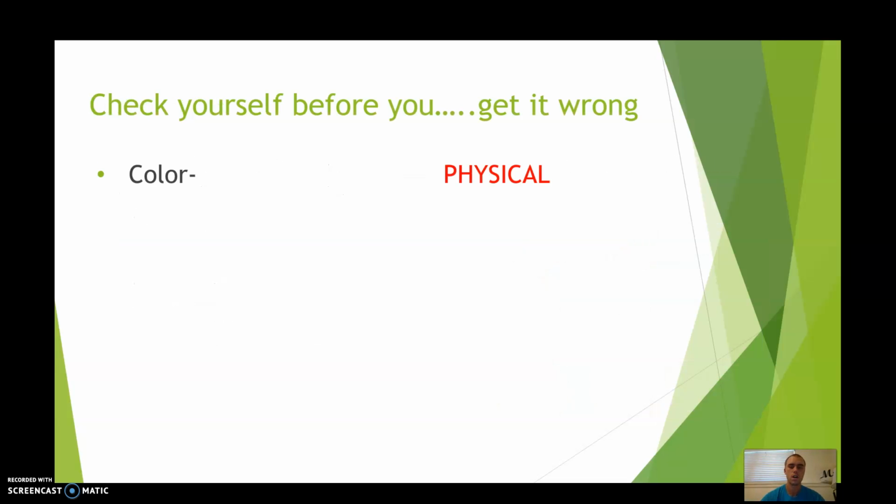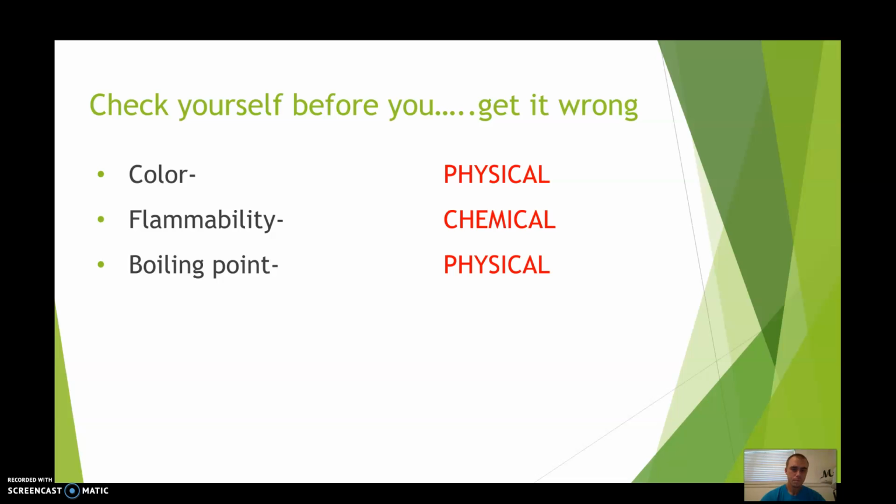Okay, color. We talked about color. Obviously, it's a physical property. We can observe that without changing the composition of the substance. Flammability, we talked about that one as well. We can test that, but in order to do so, we have to change the composition of that substance, and so that makes it a chemical property.